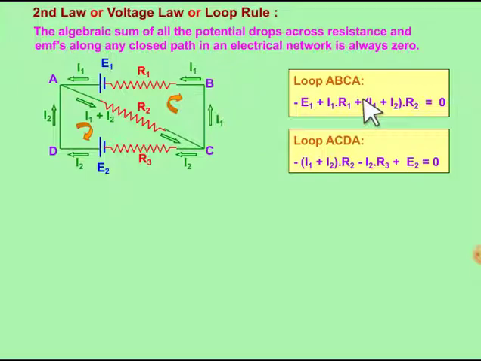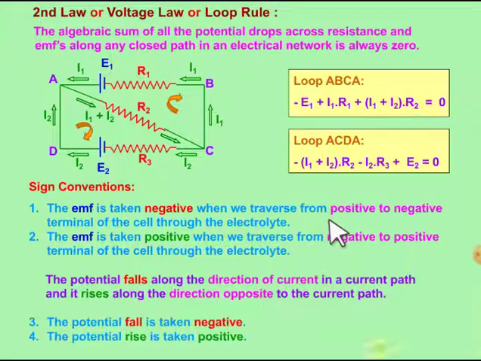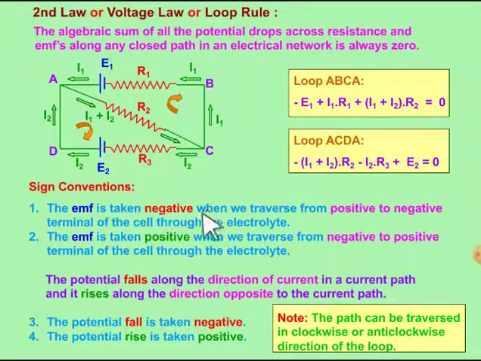Okay, but this is all about Kirchhoff's voltage law, or the second law, or the loop rule. So what to assign here, whatever I have told you, it will be all here. The EMF is taken negative when we traverse from positive to negative terminal of the cell through the electrolyte. Through the electrolyte means inside the cell itself. And it will be taken positive if it travels from negative to positive terminal inside the cell or through the electrolyte. Got it?